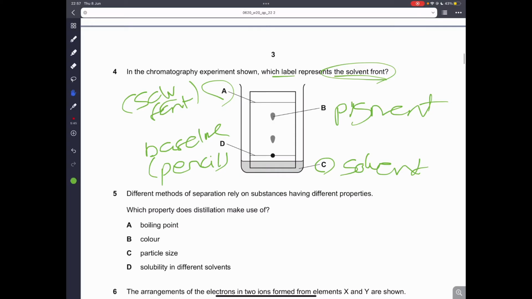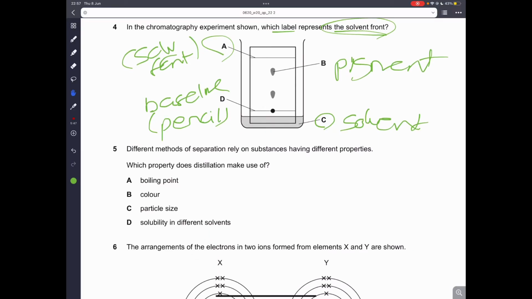Question number 5. Different methods of separation rely on substances having different properties. Which property does distillation make use of? Well, distillation makes use of the boiling point. So it could be fractional distillation, which makes use of the boiling point.